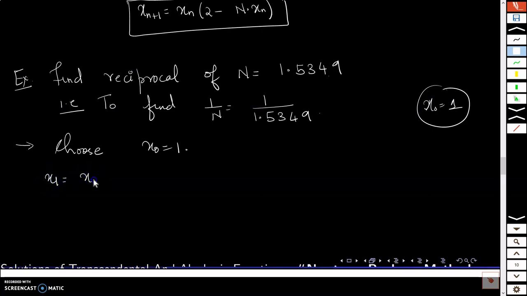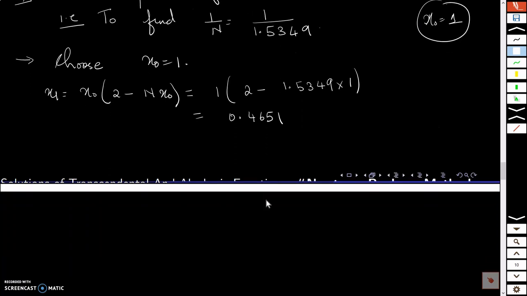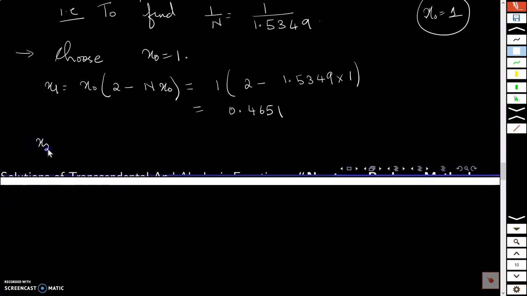So what will be x1? That will be xn, that is x naught into 2 minus N x naught, right? So I can put the data here. So 1 into 2 minus capital N, which is 1.5349, into x naught, that's 1, right? And you will see that x1 turns out to be 0.4651. You can verify this answer.